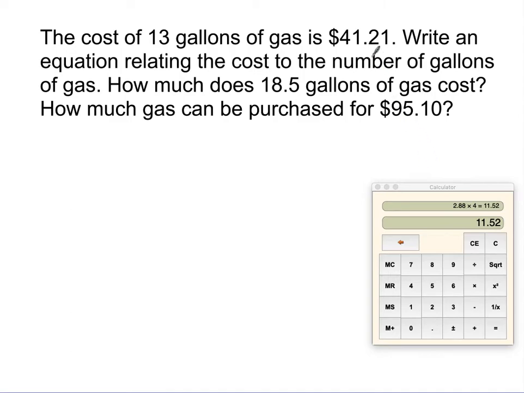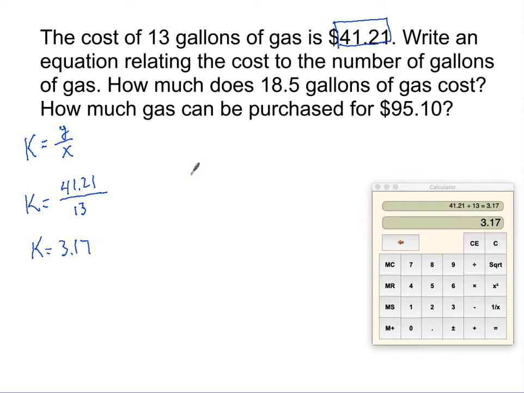Okay, 13 gallons of gas costs $41.21. So again, I'm going to find my K value. K is my Y value over the X value. Rule number 1, money goes on top. So 41.21 goes on top. K equals 41.21 over 13. That is $3.17 a gallon. So K equals 3.17. Gas is not nearly that expensive anymore. This is an old problem.